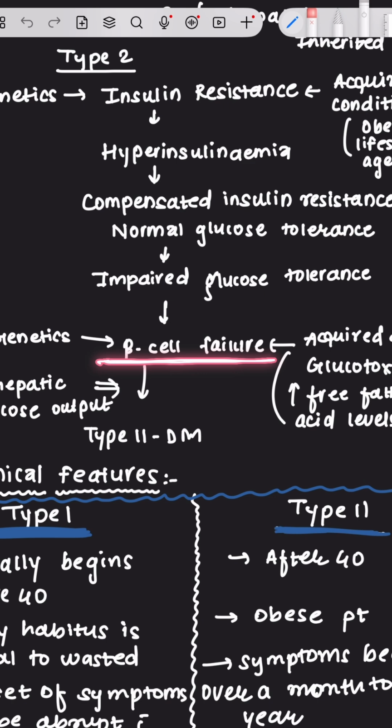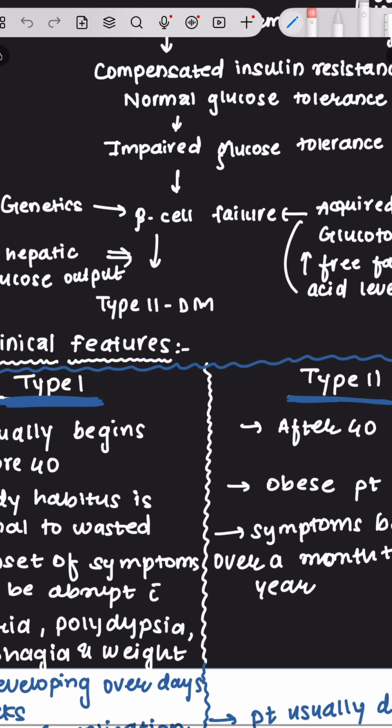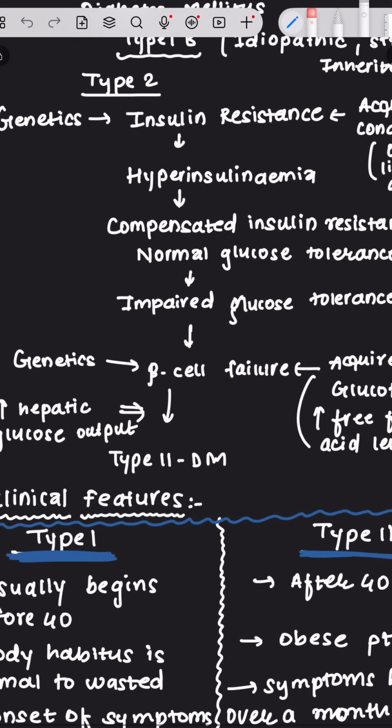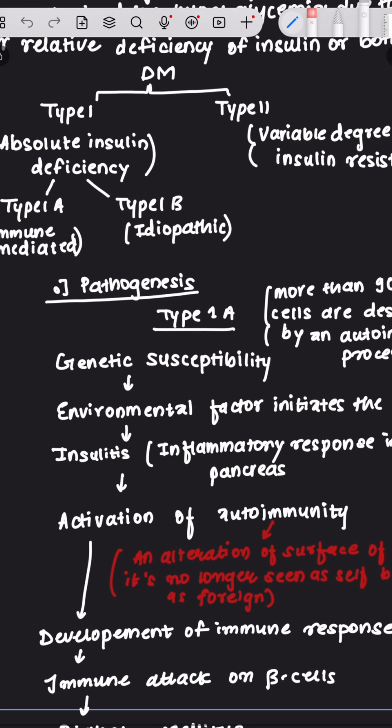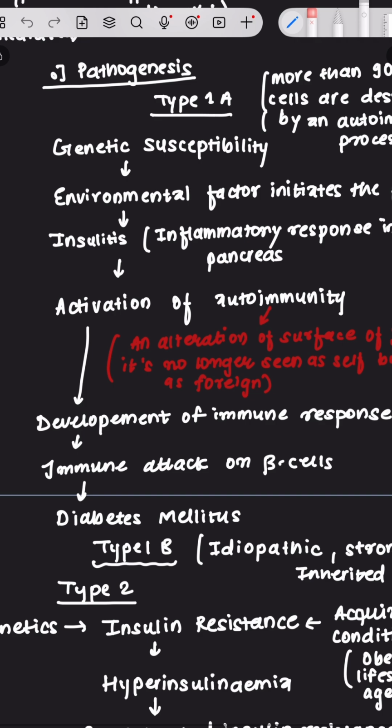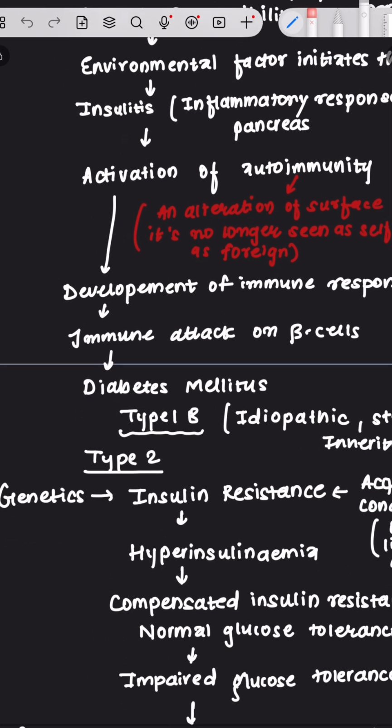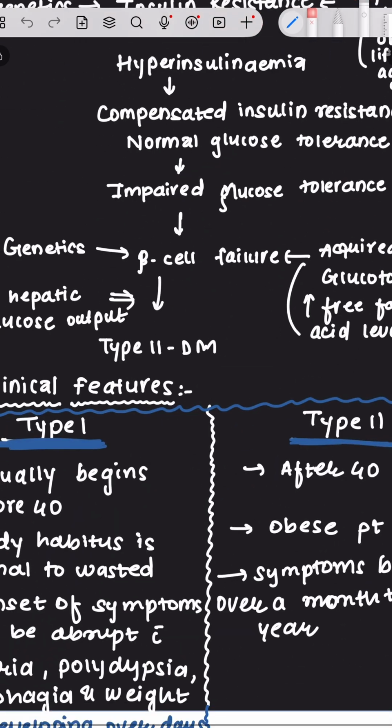Due to this, there is impaired glucose tolerance in the body, which leads to the failure of beta cells. Genetics play a role here as well. Genetics may cause insulin resistance, or it may directly cause the failure of beta cells. Acquired conditions, we've already discussed, are obesity, lifestyle and aging. Now this failure of beta cells is type 2 diabetes mellitus. Type 1 diabetes mellitus is subdivided into type 1A and type 1B, immune mediated and idiopathic, where the cause is unknown but usually it is genetically inherited. And type 1A is an autoimmune response which leads to attack on beta cells.